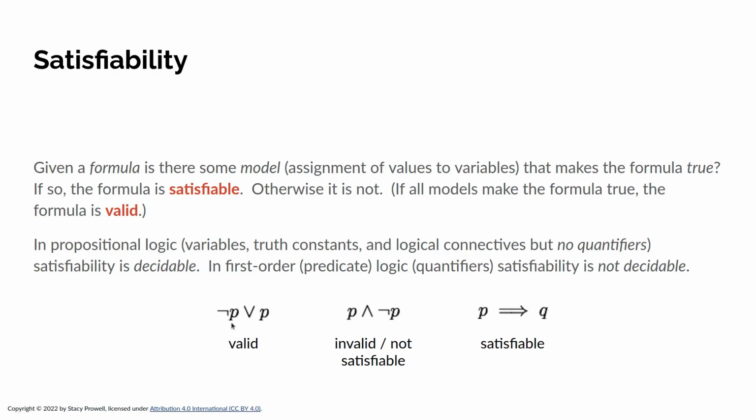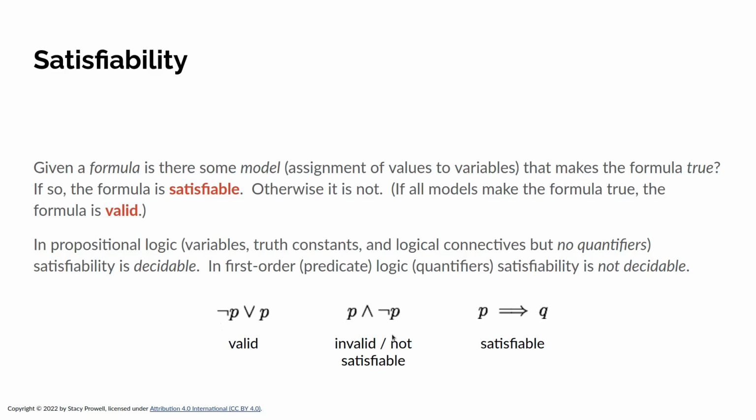This first equation is valid. So a model in this one would be an assignment of true or false to the only variable in this, which is P. So if I assign true to P, not P is false. So it's false or true, which is true. If I assign false to it, then not P becomes true, and I have true or false. So either way, I wind up with true as a result of this. There's nothing that I can assign to P that will make this false. And so this is a valid equation or a valid formula.